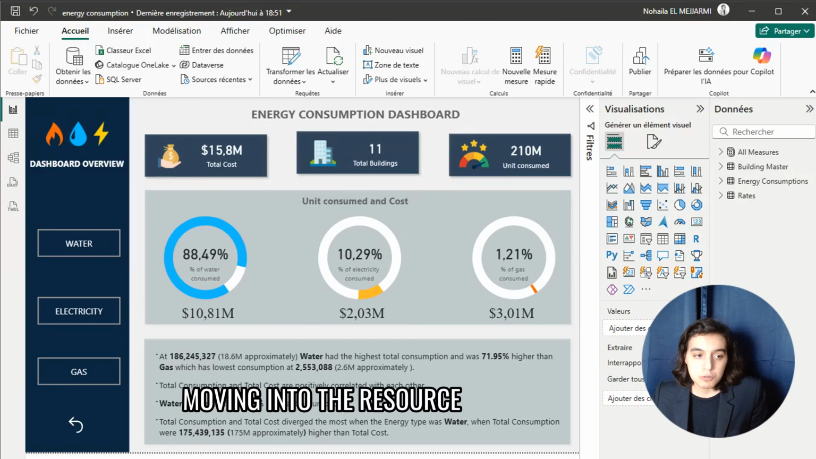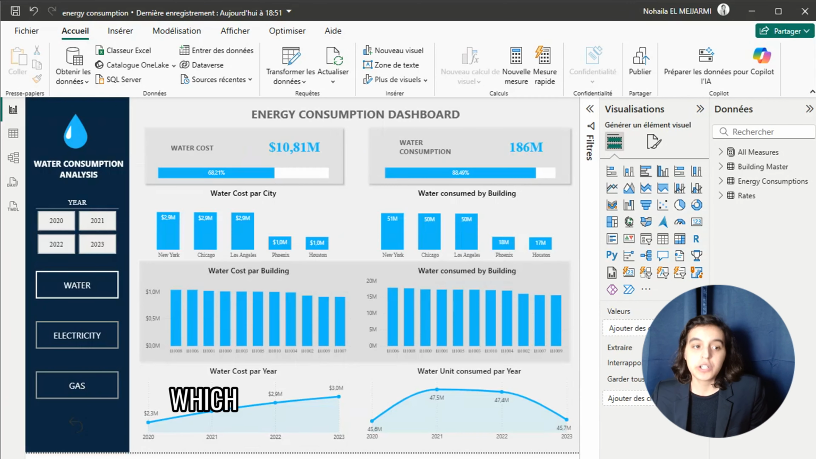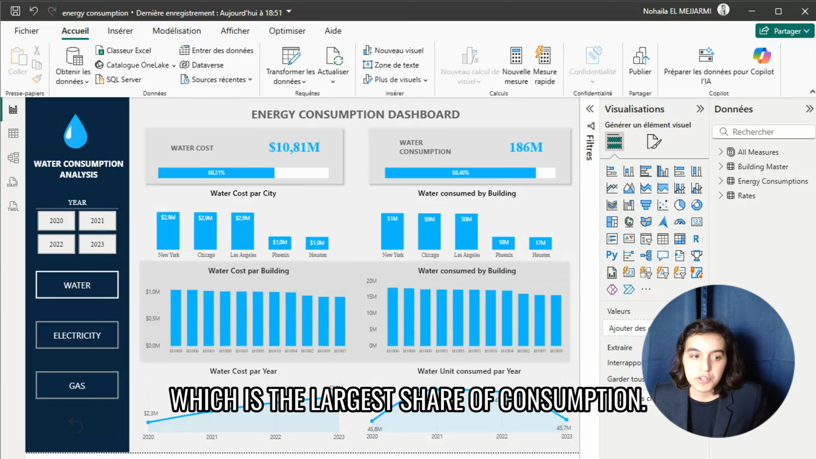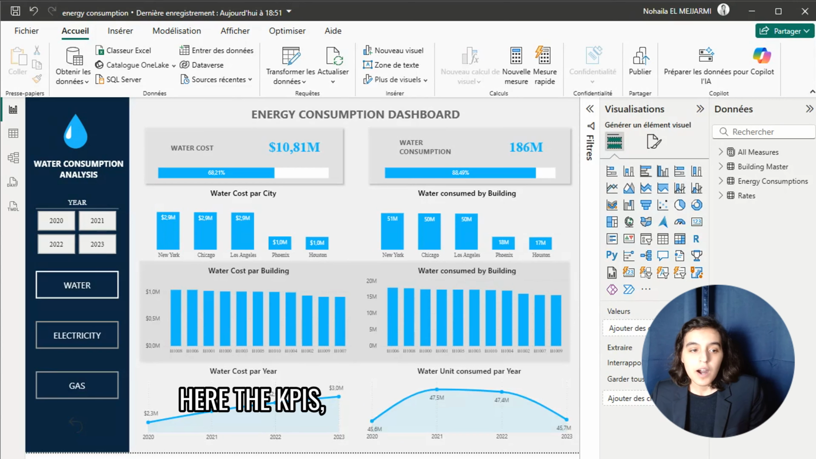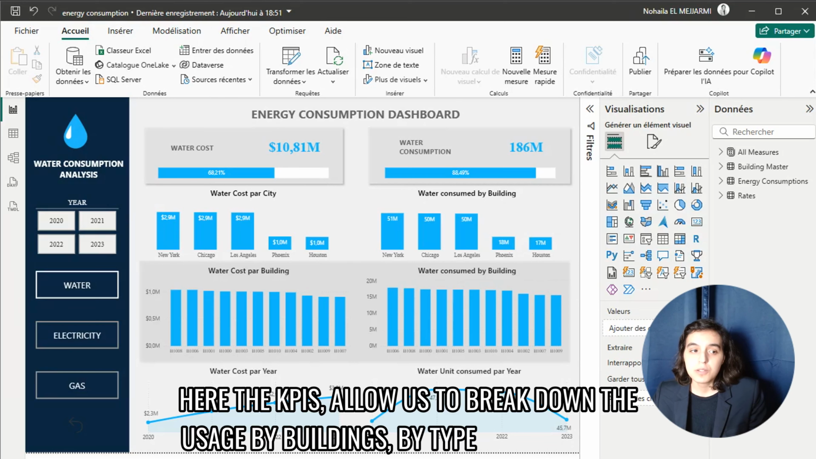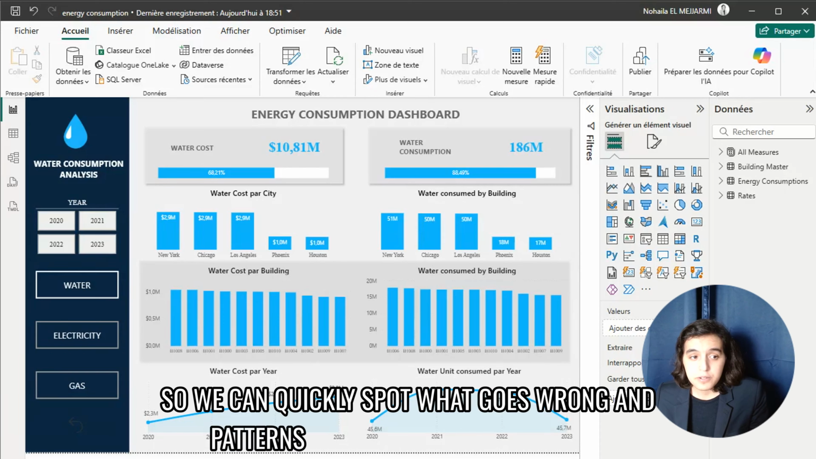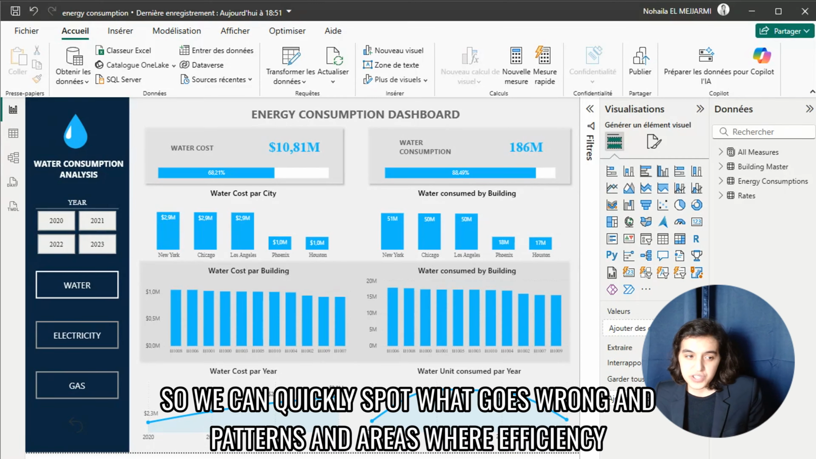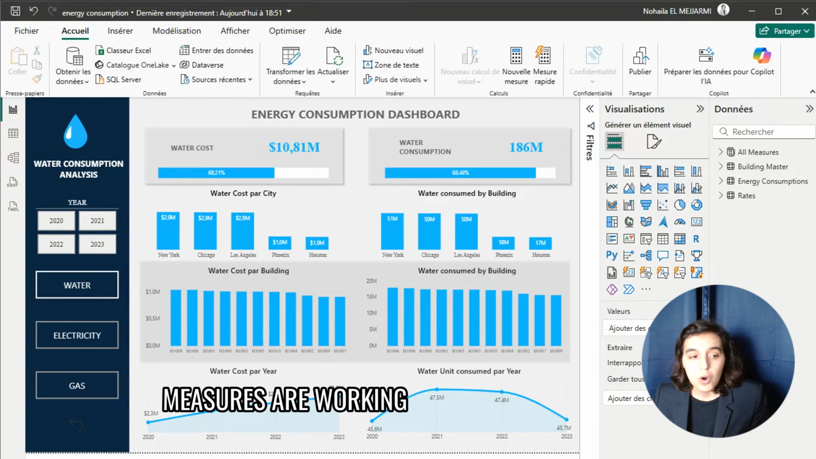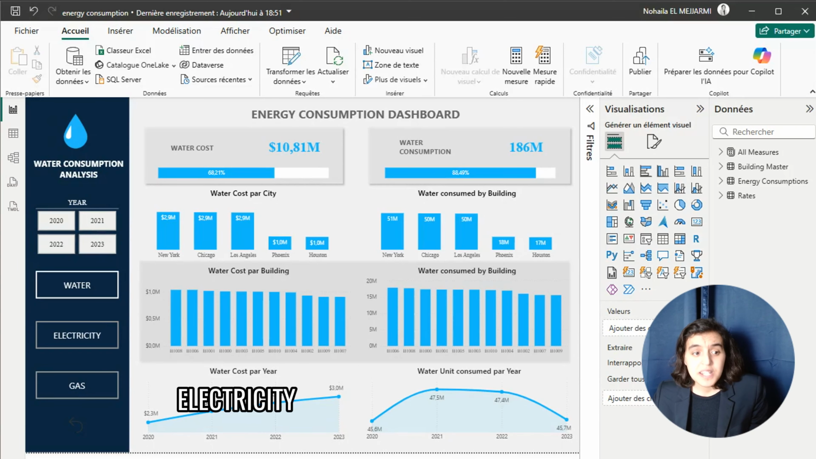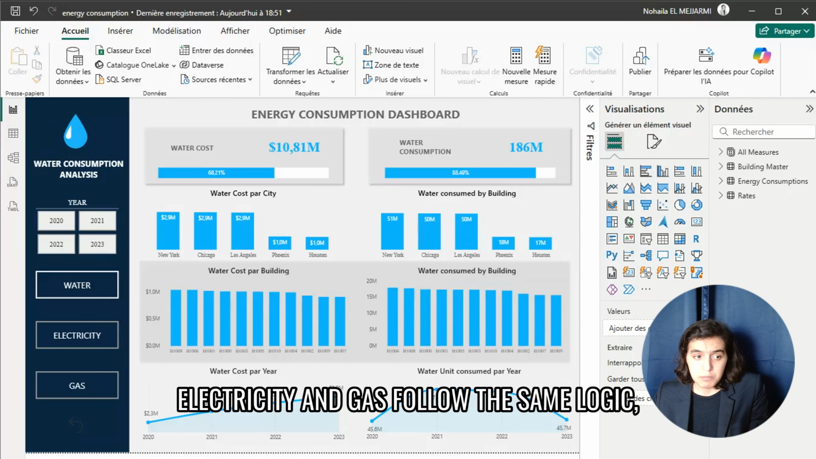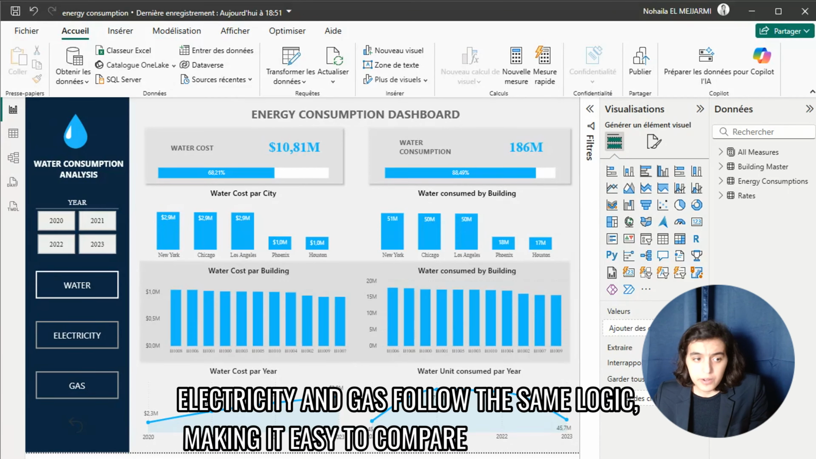Moving into the resource-specific sheets, we start, for example, with water, which is the largest share of consumption. Here, the KPIs allow us to break down the usage by building, by type, and over time. So we can quickly spot what goes wrong, patterns, and areas where efficiency measures are working or could be improved. Electricity and gas follow the same logic, making it easy to compare resources.